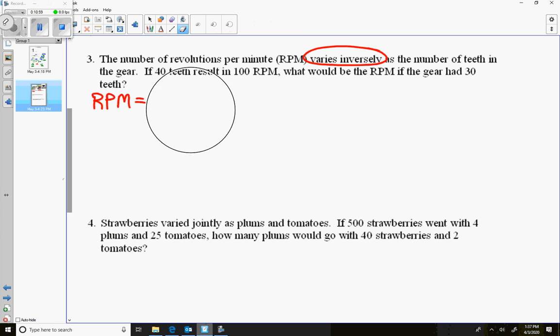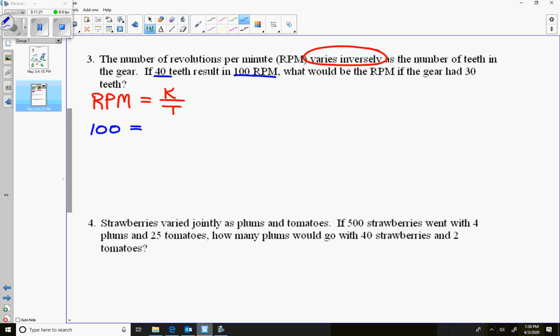Yeah, that kind of ran together. Let me try that again. There we go. There's step 1. Step 2, find your K, the constant of proportionality. They tell us 40 teeth, 100 RPMs. So 100 equals K divided by 40. And now solve for the K.